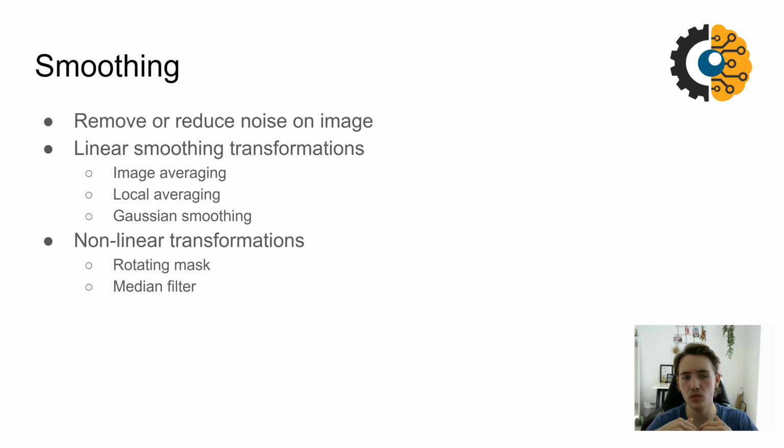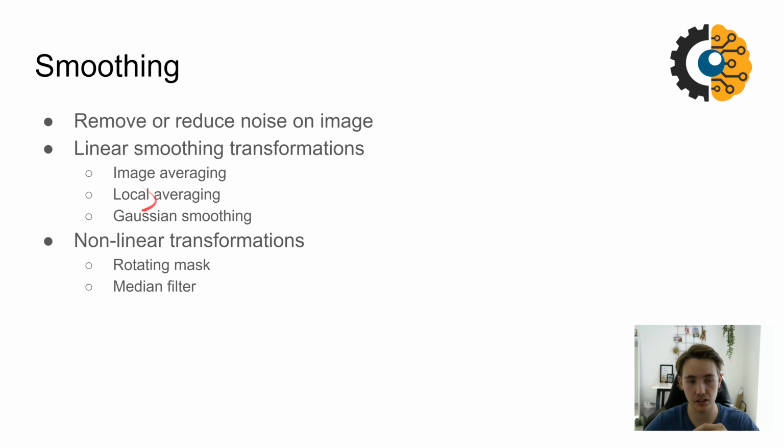So smoothing is to remove or reduce the noise on images, and we have different kinds of smoothing: linear smoothing transformations and non-linear transformations. The linear smoothing transformations are like image averaging. So let's say we have several images, then we're just taking the average of all those images. If there's noise on some of the images, it will be reduced because we're taking the average of, let's say, 10 images and there was noise on 2 of the images. Then we will average out that noise on the image.